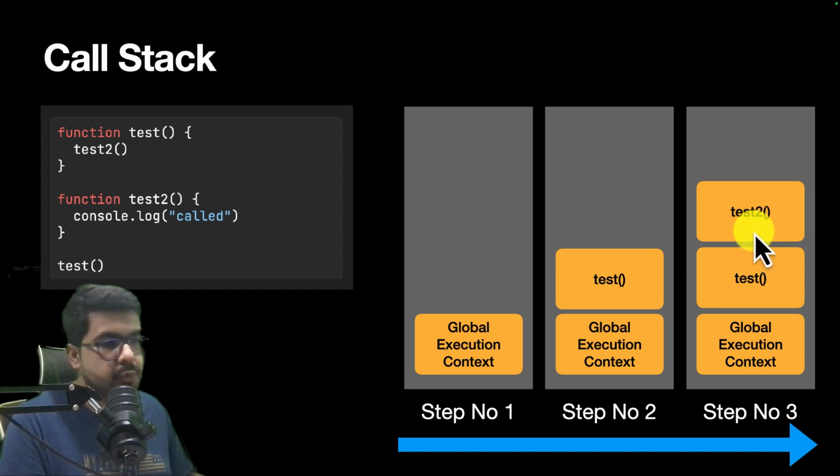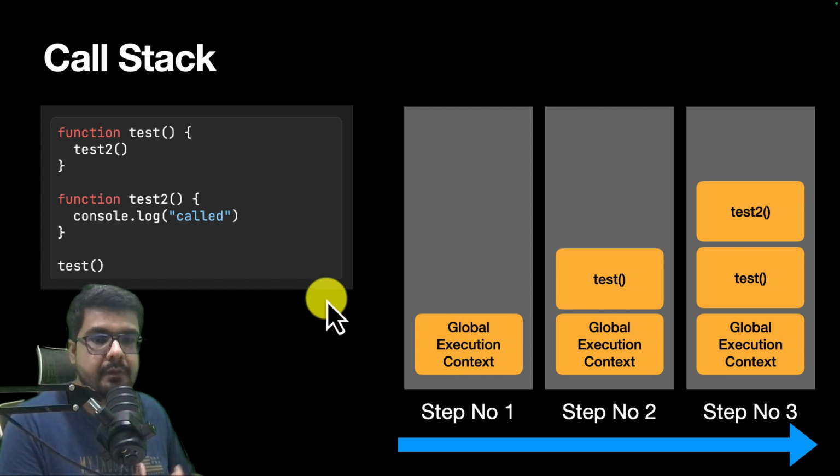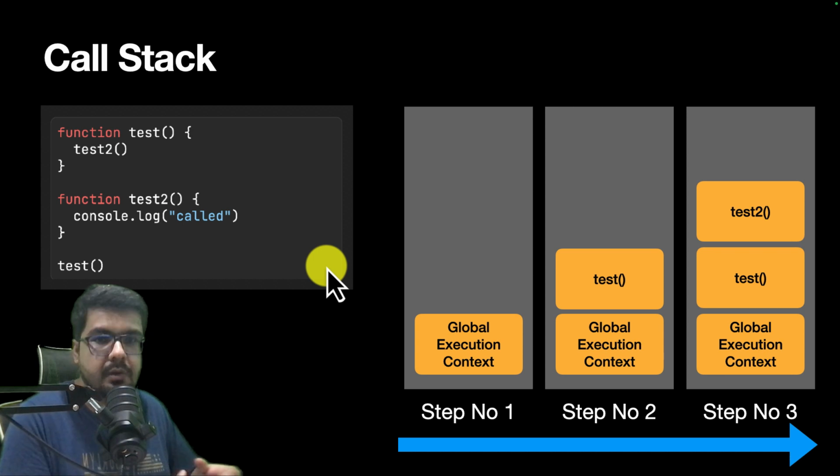Once test2 is done executing, we get the output of console.log called, and then test2 will be popped off, then test will be popped off, and finally when everything is done, the global execution context will also be popped off from the stack, and our program will finish. So this is the overall concept of a call stack.